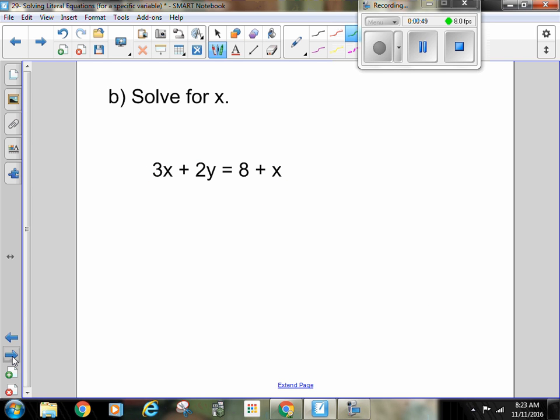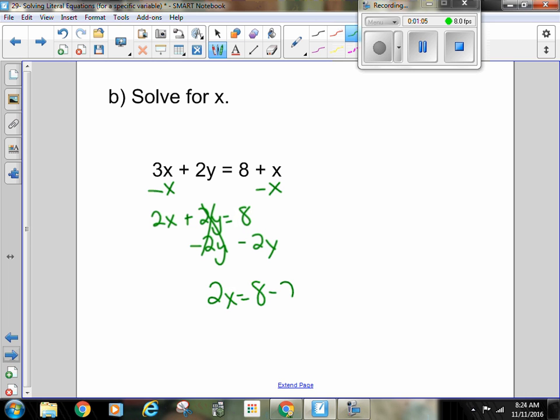Solving for x, okay, so we have x's on both sides, so let's move this x over, so now we have just one x variable. And now we're going to solve for x by subtracting 2y to each side. So we have 2x equals 8 minus 2y. Then the last step is to get x by itself. Now here, everything is even, so we can divide by 2. So we have 4 minus y.